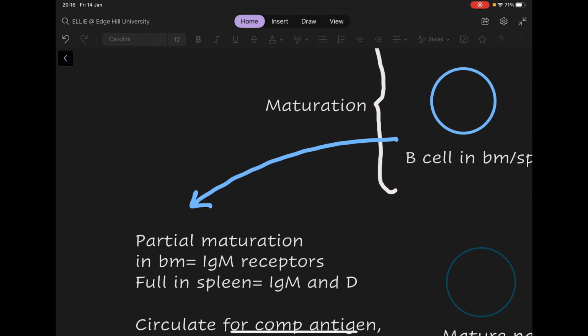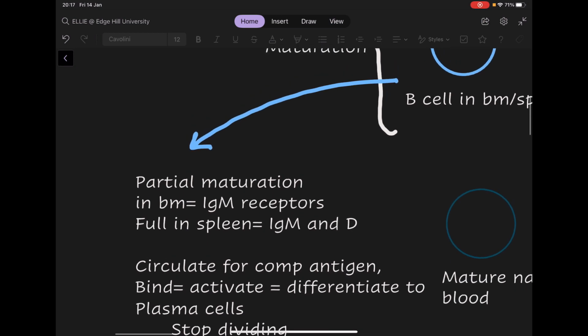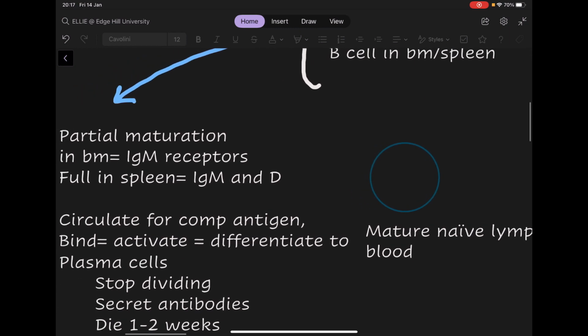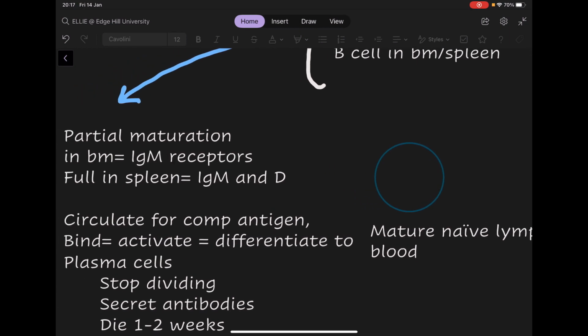Full maturation occurs in the spleen, and this is when another antibody is expressed, the IgD antibody. When it's fully mature, it's released and allowed to circulate in the blood and the lymph as a mature but naive B cell. It's naive because it's yet to find a complementary antigen. This is what it's circulating for.